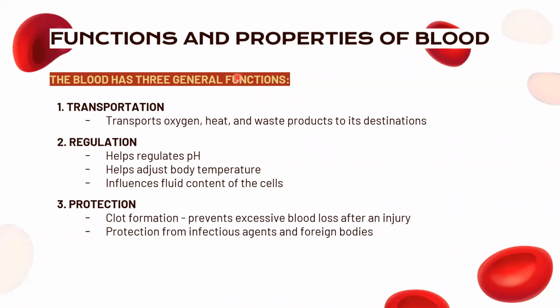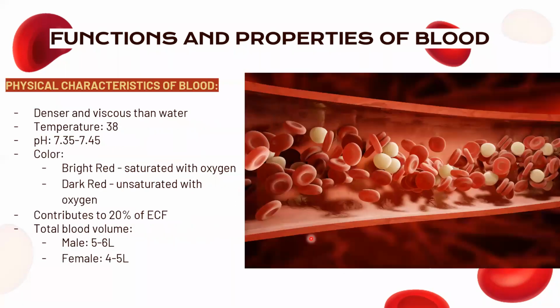The blood has three general functions: transportation, regulation, and protection. Transportation of oxygen, heat, and waste products to its destinations. It regulates pH, body temperature, and influences fluid contents of the different cells in the body. The blood also serves as protection. There is clot formation whenever there is an injury in a blood vessel to prevent excessive blood loss, and protection from infectious agents and foreign bodies as it works with immunology.